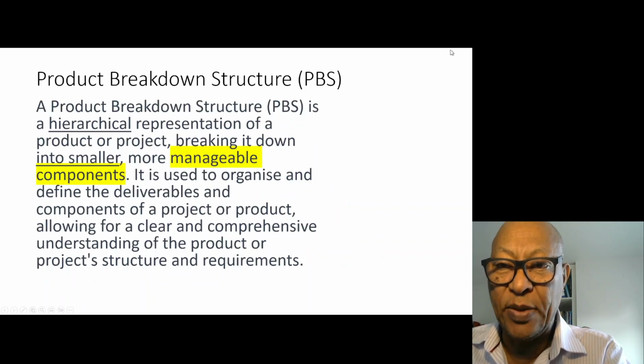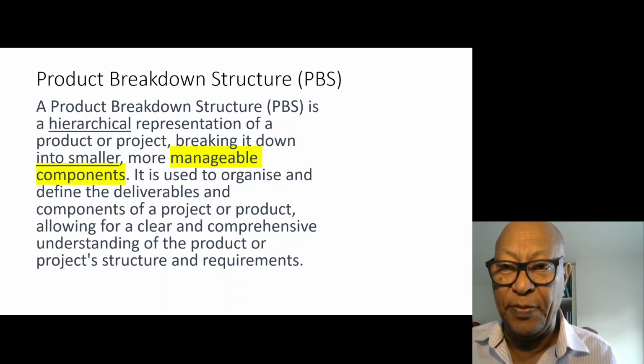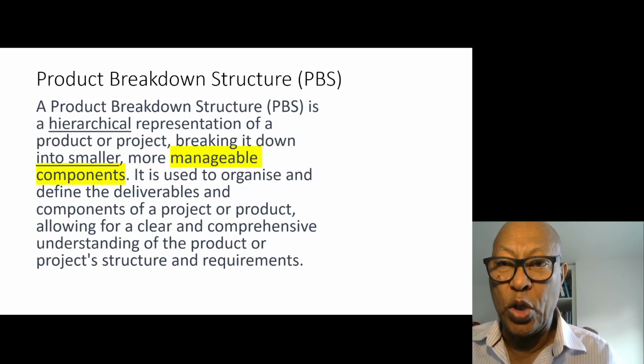The product breakdown structure is a hierarchical representation of the product or a project. It breaks it down into smaller, more manageable components. So this really helps us to organize and define the deliverables and components of the project or product. It allows for a clear and comprehensive understanding of the product itself, and having the smaller elements helps in defining the project structure and requirements.